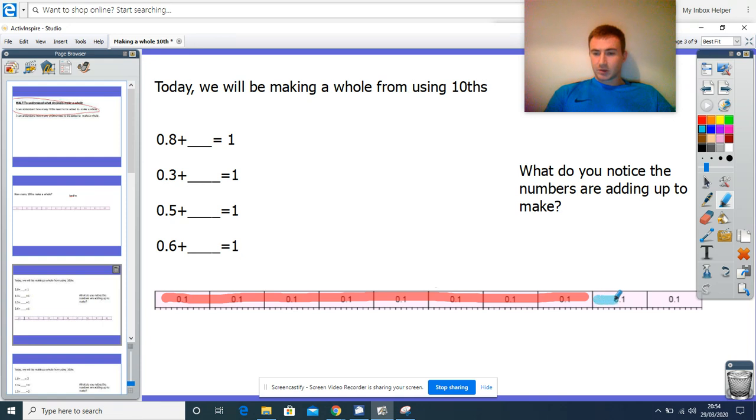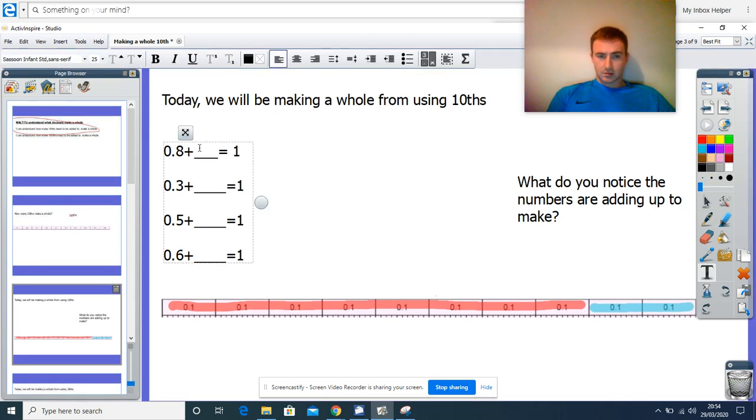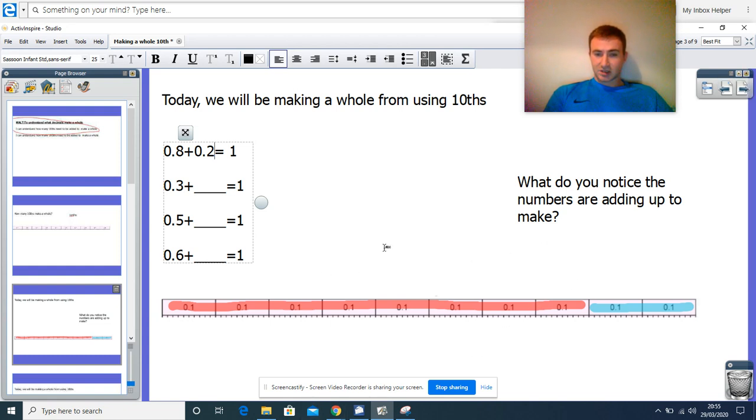I've got here 0.1, 0.2. So it's not 2, as that would mean 2 wholes. It's 0.2. We've got 0.8 here, plus 0.2 equals 1 whole. And you can see my whole is shaded in there. You can see that full whole is shaded in. If all of them are shaded in, it's 1 whole. So let's take that back.